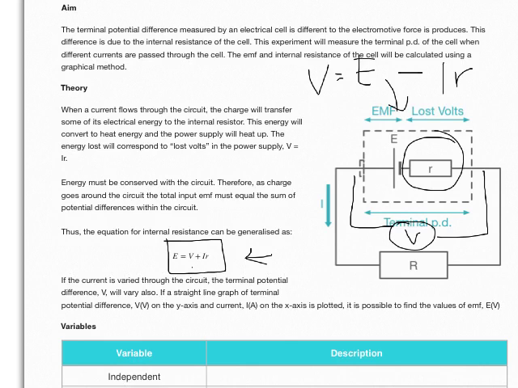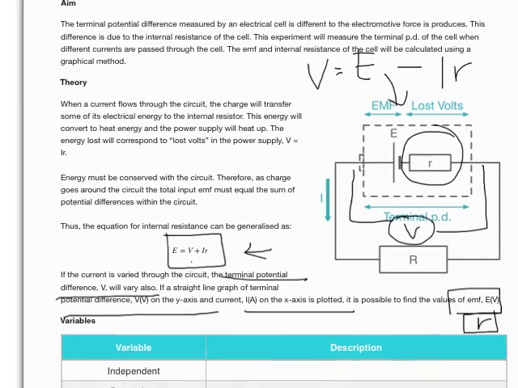So if the current is varied through the circuit, the terminal potential difference will also vary. If a straight line graph of terminal potential difference on the y-axis is plotted with current on the x-axis, you can find EMF, and we can also find the internal resistance.